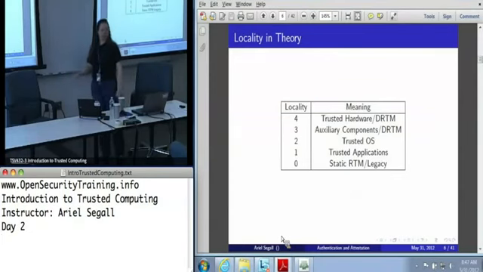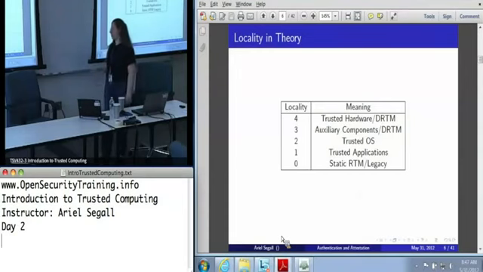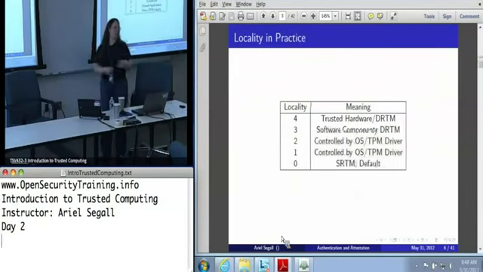Locality 2 is supposed to be the trusted operating system. Locality 1 are trusted applications, and locality 0 is the static root of trust for measurement, and what's called legacy, which is to say they didn't want to change the behavior expectations of those low PCRs from the original set, because legacy applications might have their own ideas about how they were to be used.